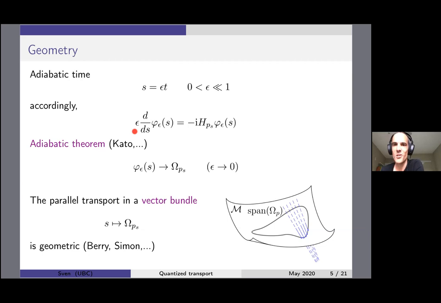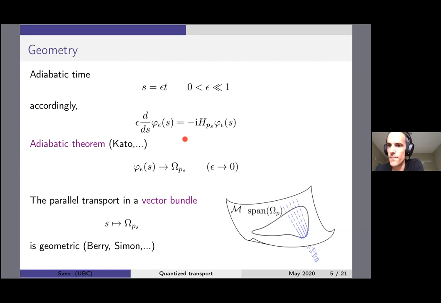Just after the Spanish flu. The person I think who made for the first time a very general and mathematical theory was Kato in 1950. And really, the statement of the theorem that you can prove if you have a spectral gap is exactly this, right? That this is the solution of this Schrödinger equation here, right?